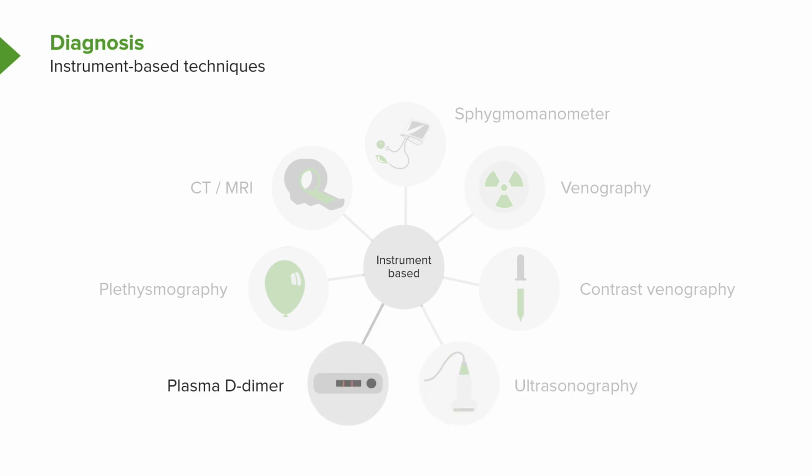There's a blood test, which is a breakdown product of a clot in the vascular system called D-dimer. And when that's elevated, it suggests that there's clotting going on intravascularly. There's a test that measures the volume change within the leg called plethysmography. This test was more popular in the past, but not so much now. And of course, CT and MRI can also show this.